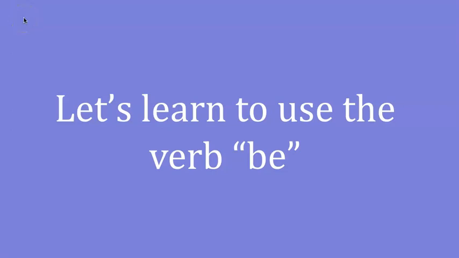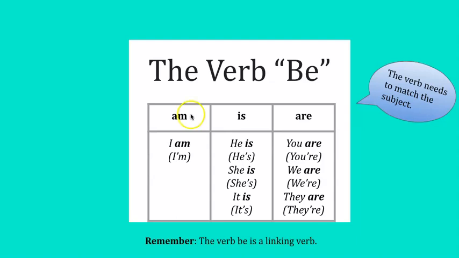Let's learn to use the verb be. The verb be, am, is, are, all three are part of the verb be. The verb needs to match the subject. So if you use I, you use am. I am. Or the short version, the contracted version, I'm.